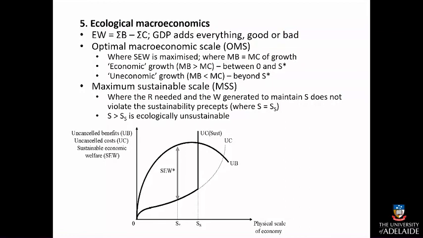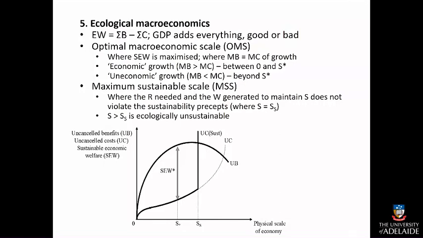Is that the desirable scale, perhaps, to operate at? Well, obviously, we don't want to go beyond that. Well, in fact, it isn't. Only one of those sustainable scales is what we might refer to as the optimal scale. The optimal scale is where you maximise sustainable economic welfare. And that's where you grow the economy up to the point where the marginal benefits of growth equal the marginal costs of growth, which you have no idea of being able to determine through GDP.